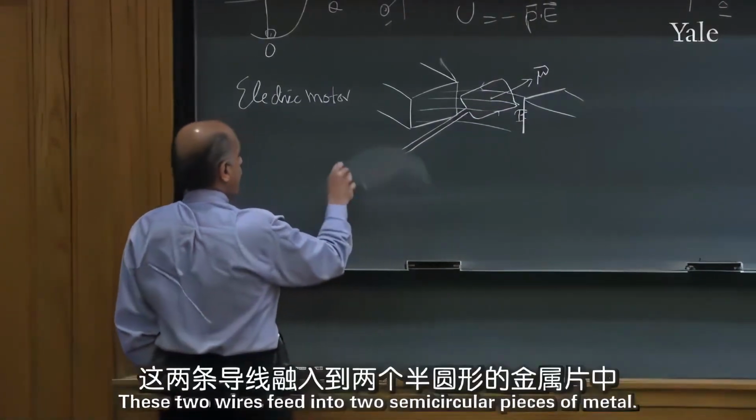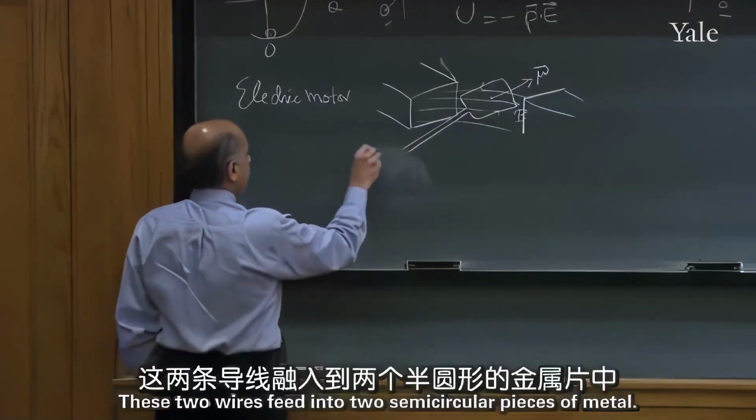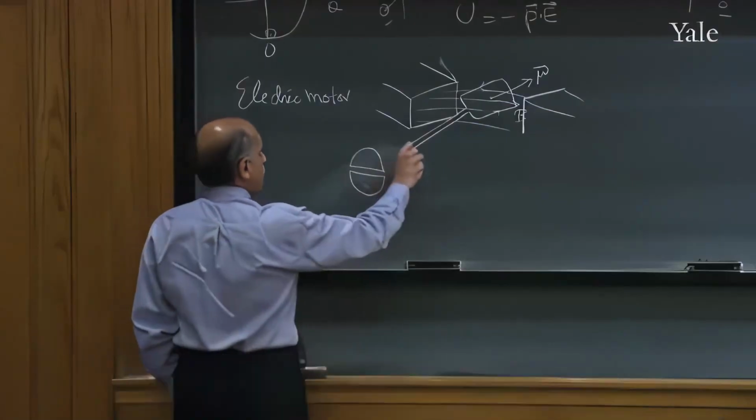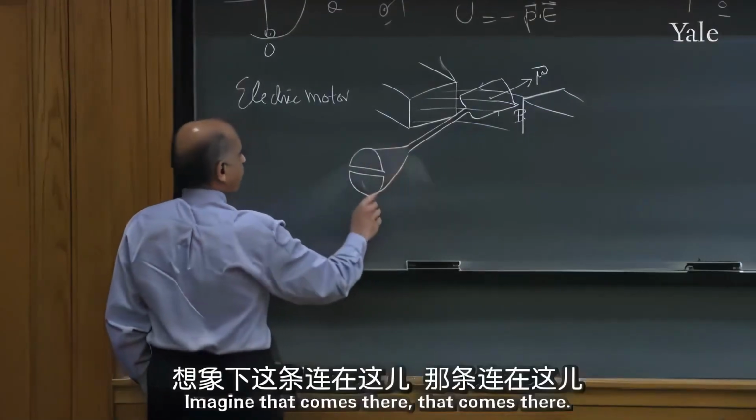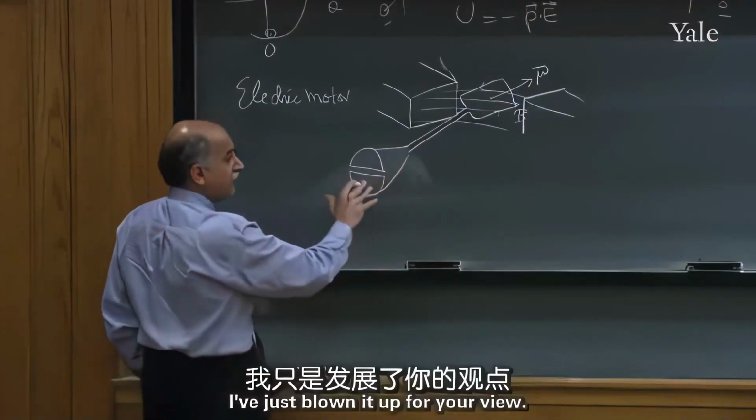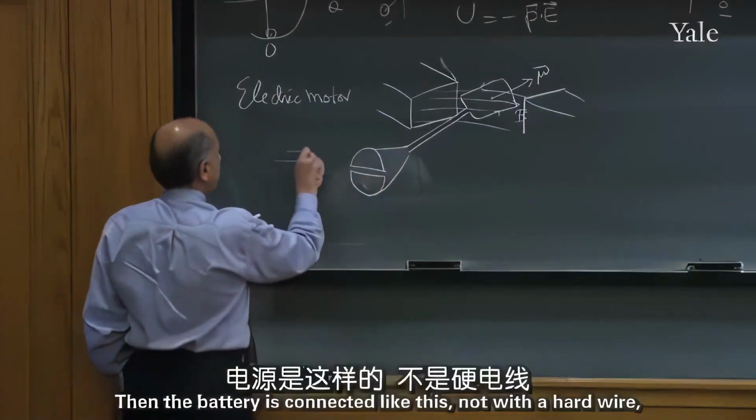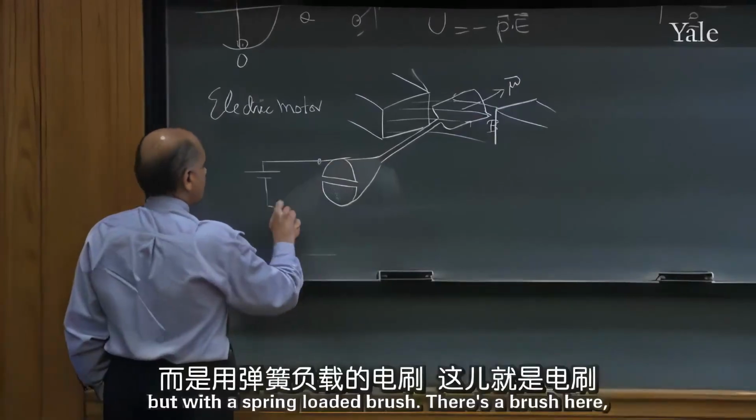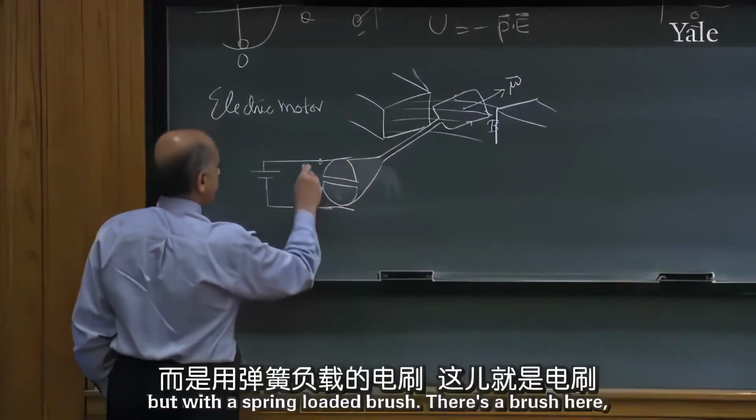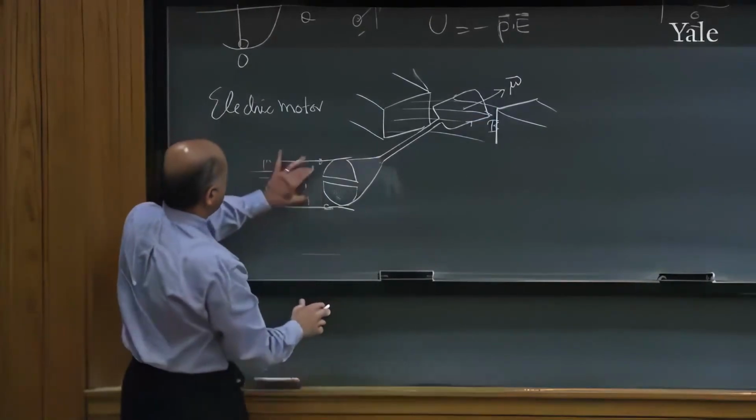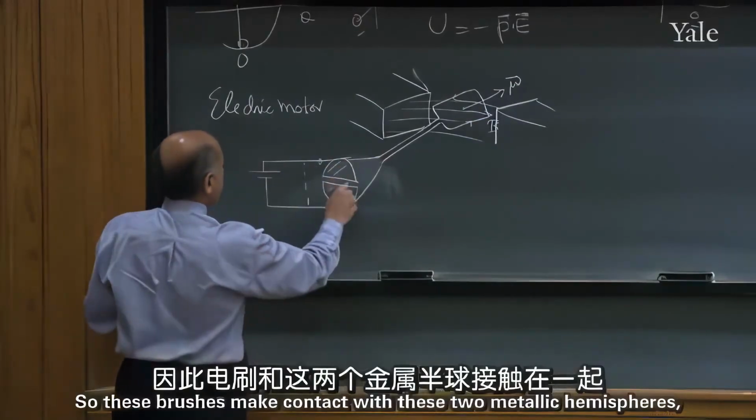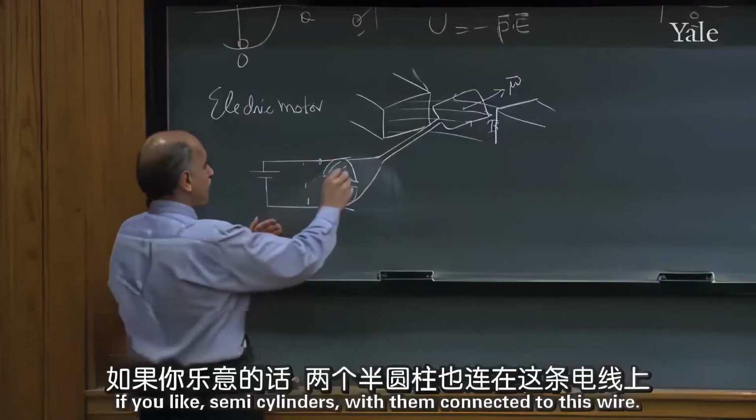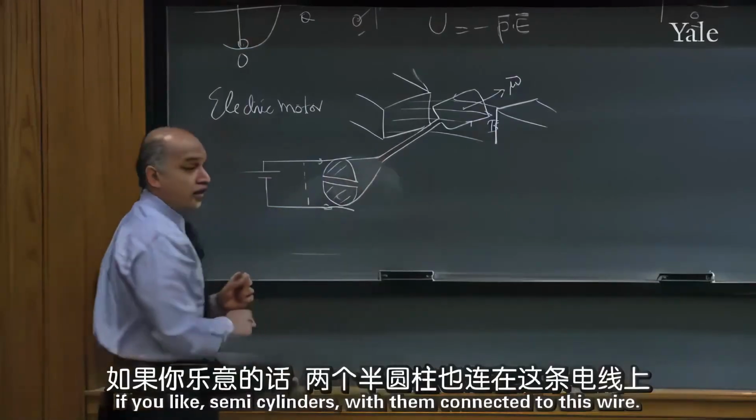These two wires feed into two semicircular pieces of metal. Okay, imagine that comes there, that comes there. I just blew it up for your view. Then the battery is connected like this, not with a hard wire, but with a spring-loaded brush. Okay, that's a brush here. That's a spring holding it. So these brushes make contact with these two metallic hemispheres, if you like, semi-cylinders, which then connect to this wire.